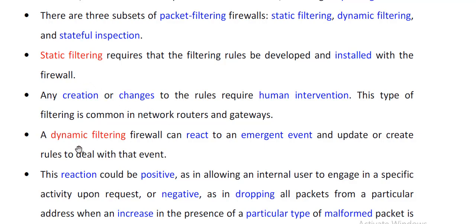The second type, which is more powerful, is the dynamic filtering. Here the firewall can react to an event and create or delete rules based on that event. Now let's say, for instance, we are getting too many packets that are wrongfully formed from one source, and we can sense that maybe this is a denial of service attack.